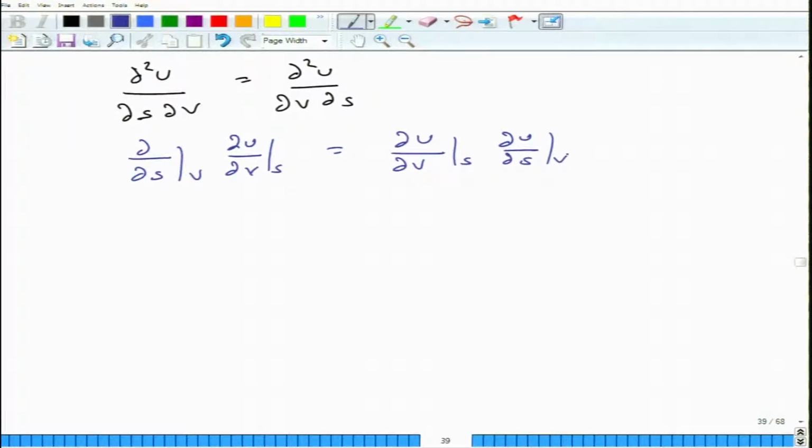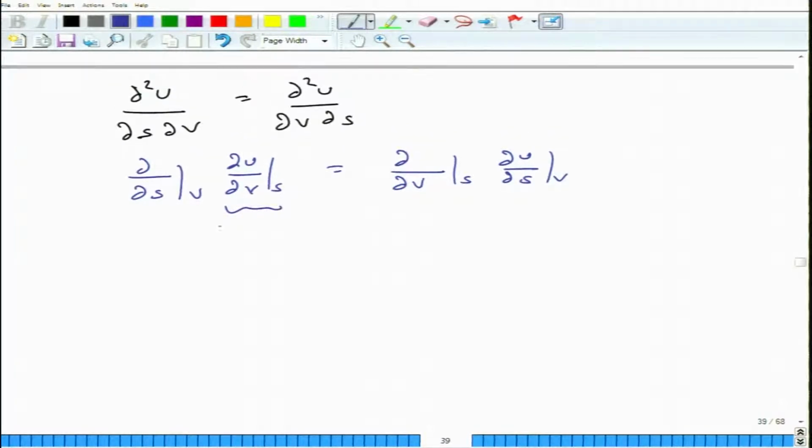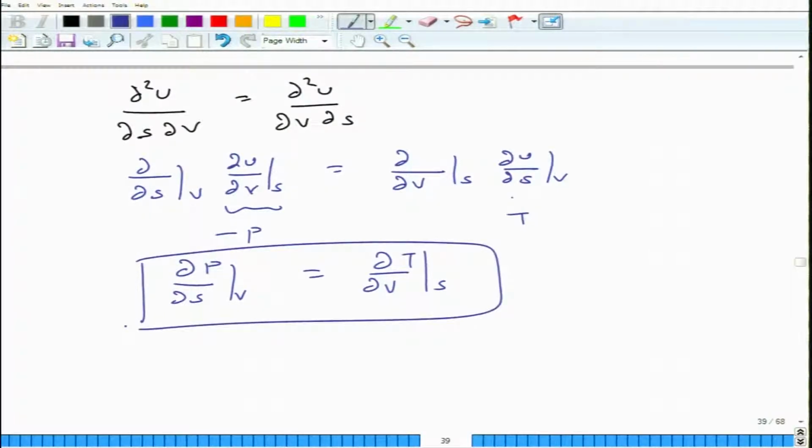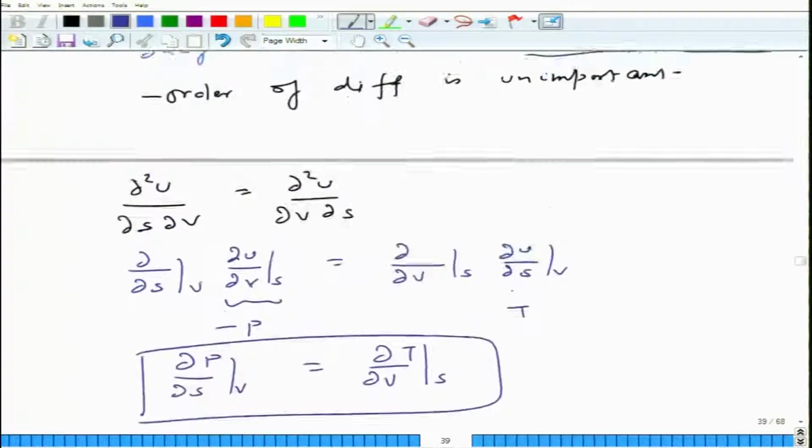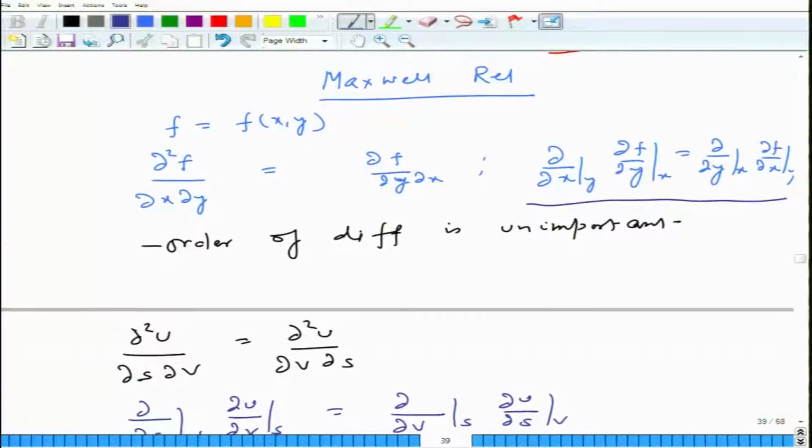Now, what is this? Minus p, and this is going to be t. So, essentially what you got is del v by del s at v is equal to minus del p by del s, that is, del t by del v at s. So, this is one thermodynamic relation, or Maxwell relation, we call it. Now, we can generalize it also. The way I did it was I made use of the order of differentiation. Now, you need not do it in this way.